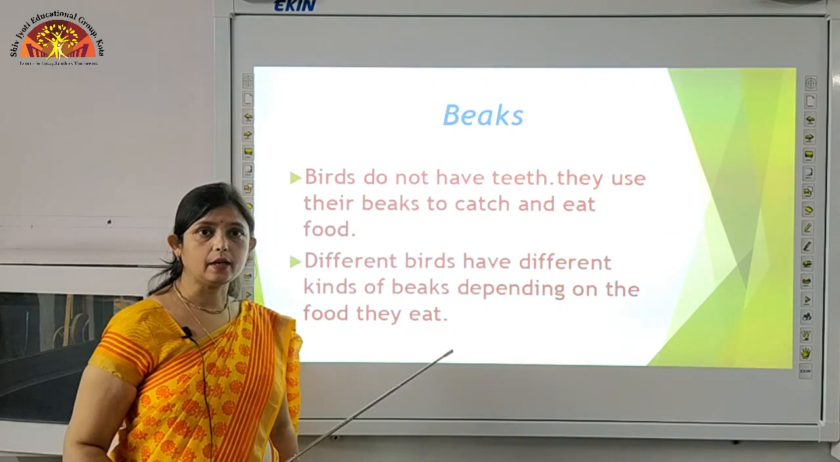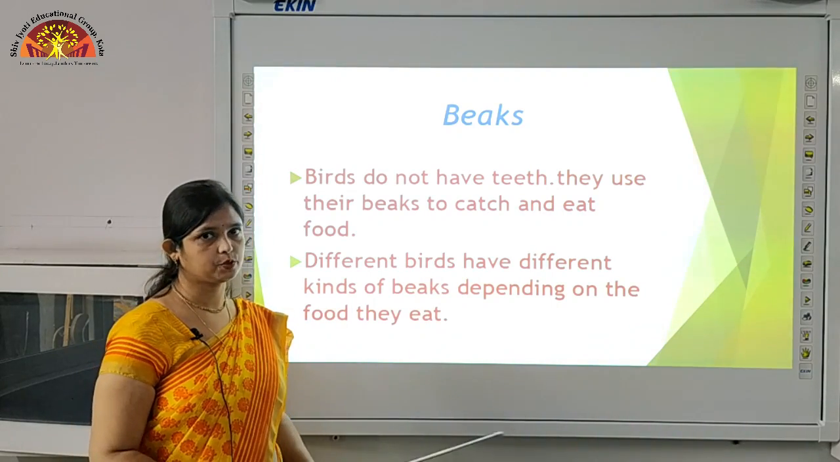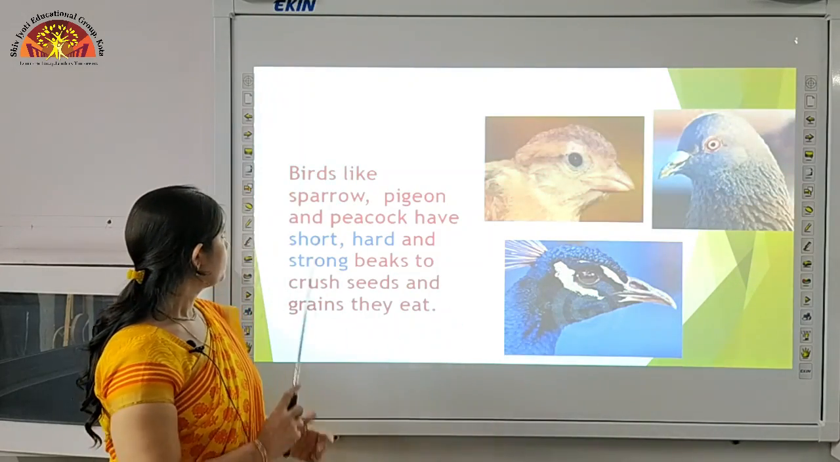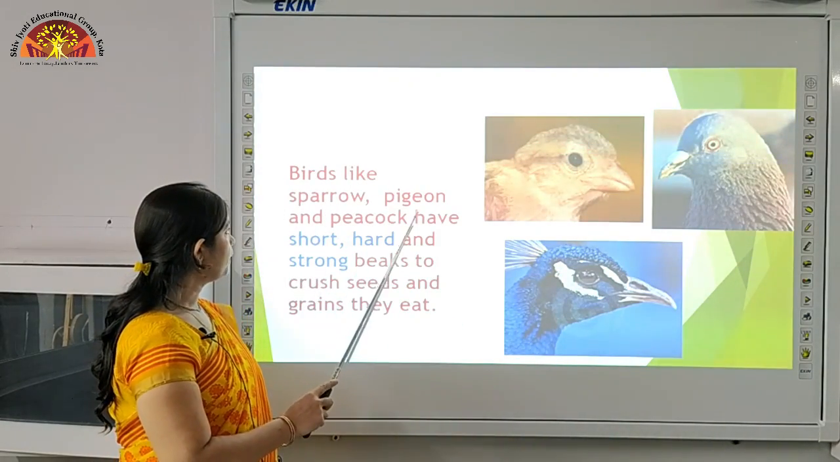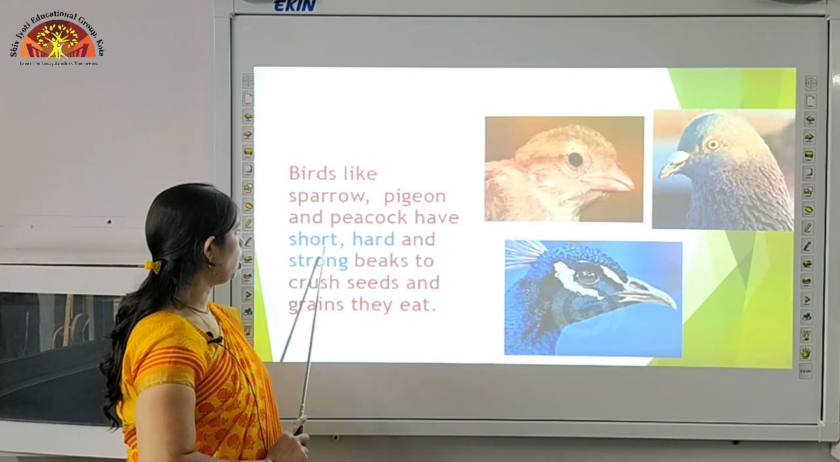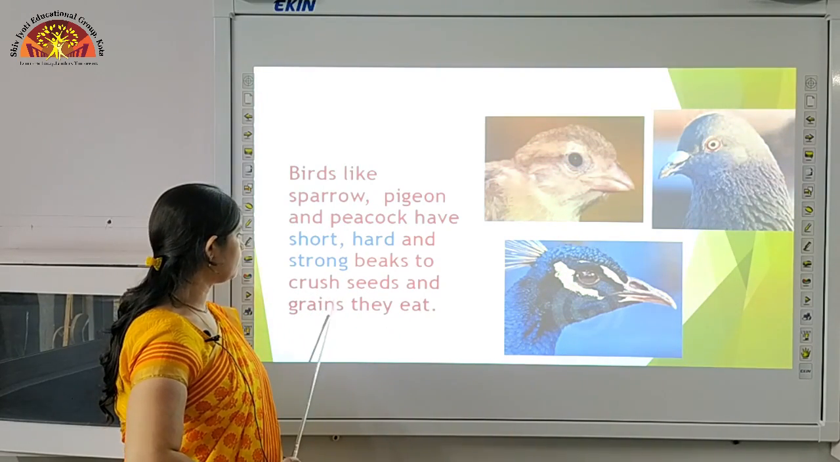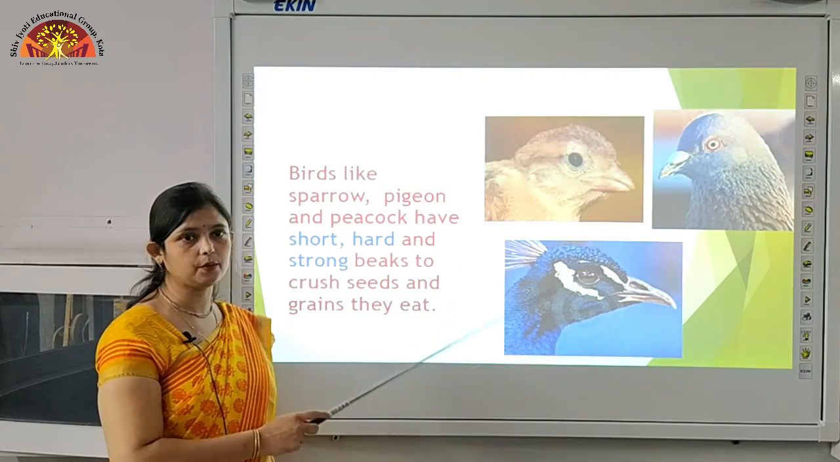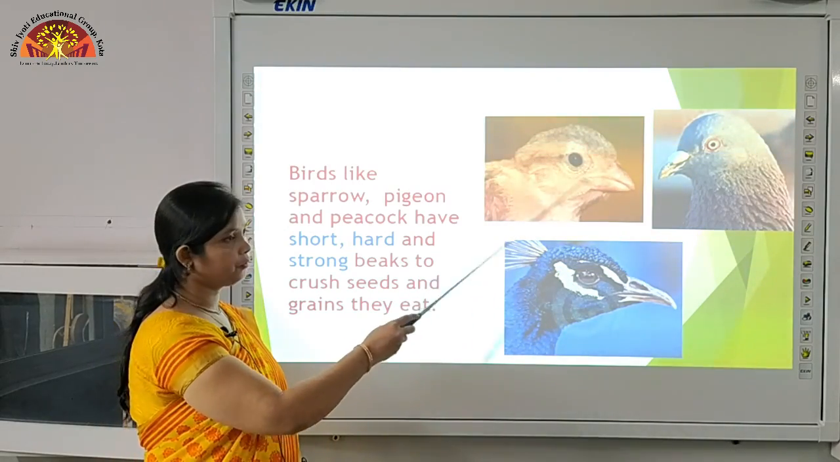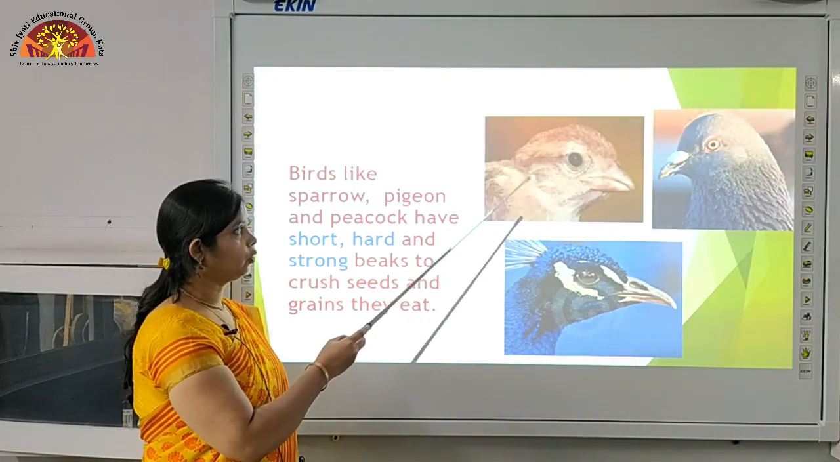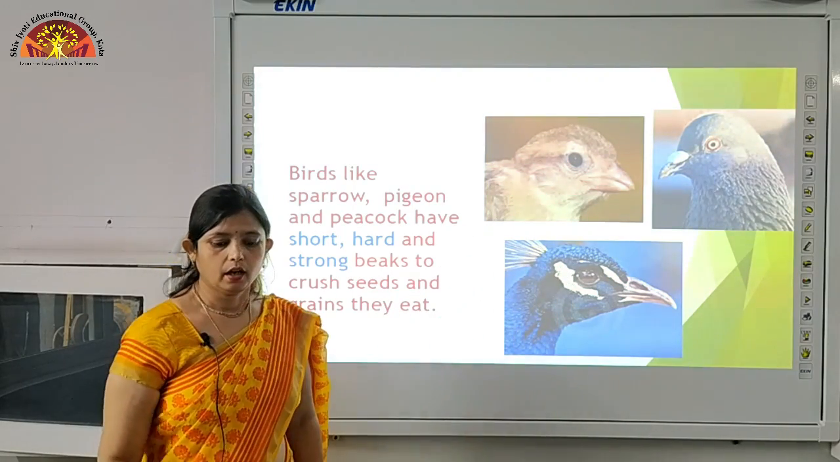Now, different types of birds have different types of beaks. So, let us discuss some of them. First one, birds like sparrow, pigeon and peacock have short, hard and strong beaks to crush seeds and grains they eat. Now, you can see the picture over here. These are some of the birds you see in your vicinity, in your surroundings, like sparrow, pigeon, peacock.